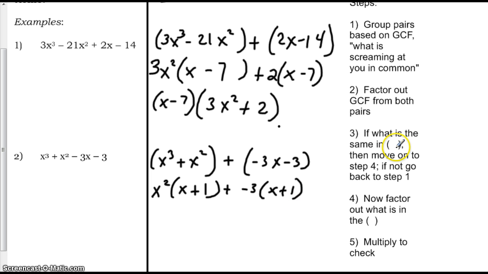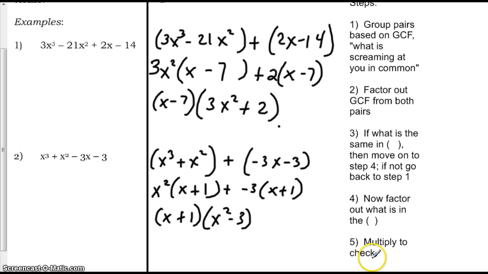Okay, so then we look at step 3, and if what's in the parentheses is the same, then we move on to step 4. And we met our goal, x plus 1 is the same. So now we go on to step 4. That step says to factor out what is the same. So I'm going to go ahead and factor them out. Our leftovers here are x squared minus 3. So I factor out x plus 1, then I have x squared minus 3.